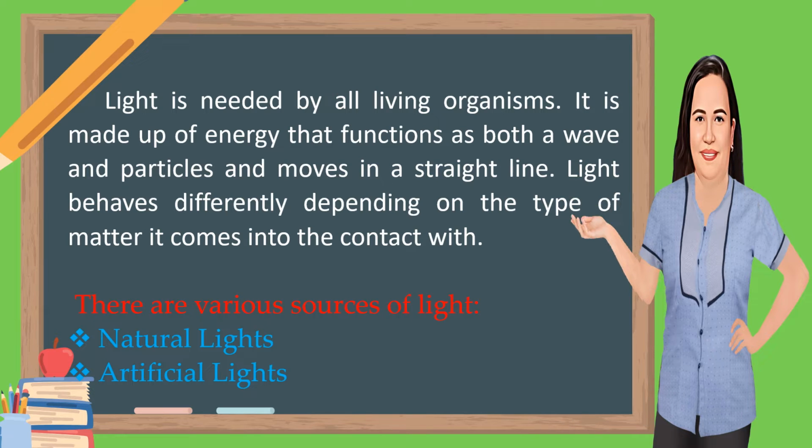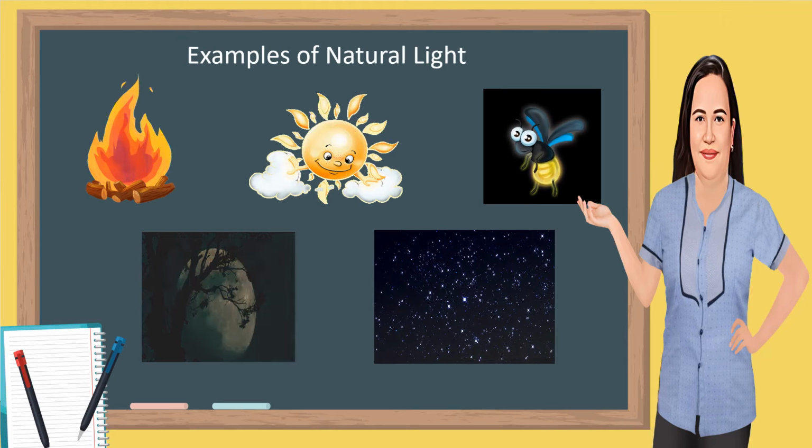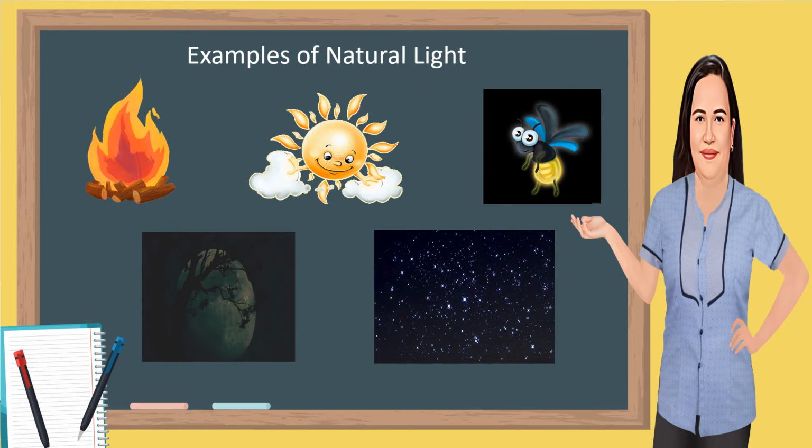There are various sources of light: 1. Natural lights and 2. Artificial lights. Natural light is light that is not produced by a man-made source. It is light that occurs naturally in nature. These are examples of natural light: fire, sunlight, firefly, moonlight, and stars.